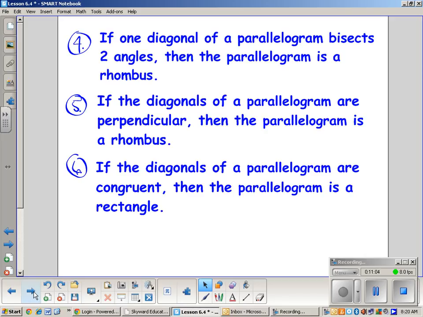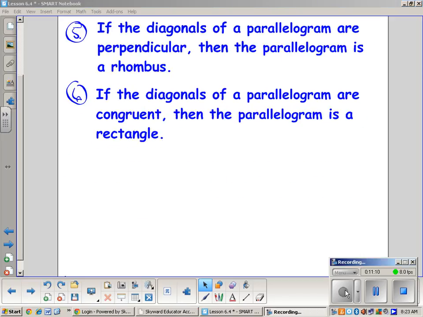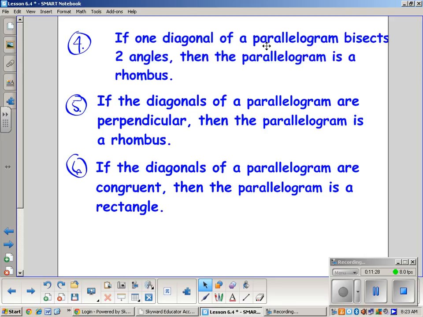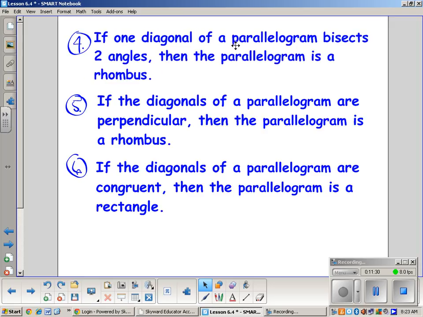All right, I see you're engulfed in copying, so I'm going to pause while you finish. Okay, here we go. We've already talked about number 4. The second one, if the diagonals of a parallelogram are perpendicular, then the parallelogram is a rhombus. The key here is we're not just starting with any four-sided quadrilateral. We're starting with a parallelogram, okay?